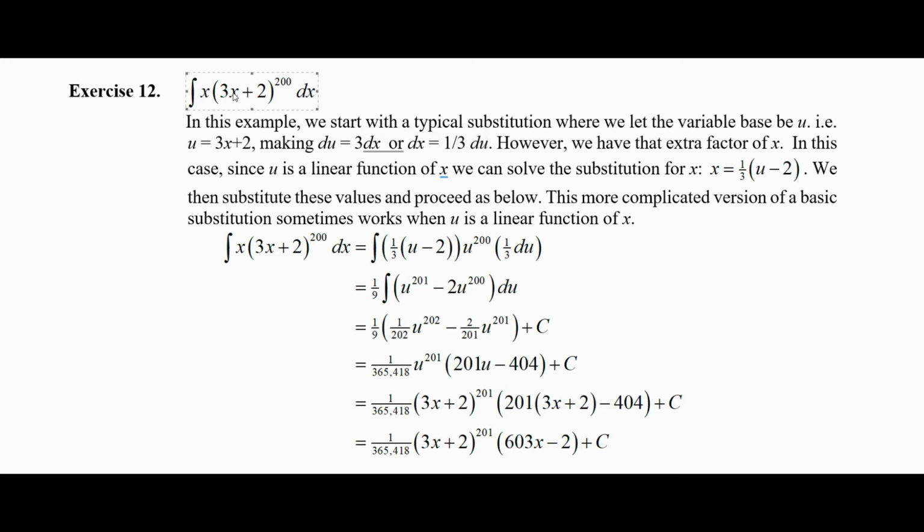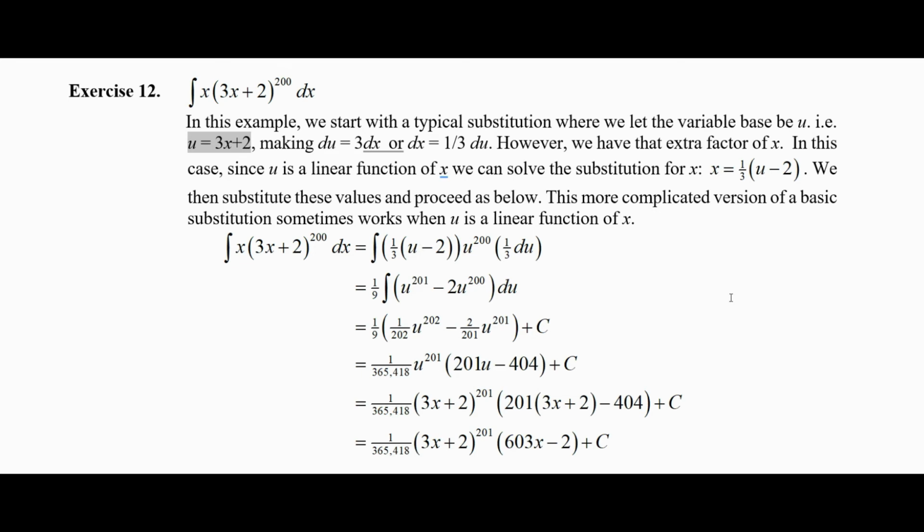That's no problem. This is u to the 200th, no problem. But the problem is we still got this extra x there. Well, since this formula right here for u is a linear formula, it's easy to solve for x. So if you get a formula that's real easy to solve for x right there, then this technique I'm using here might work for you. So solve this for x. So subtract 2 and then multiply by 1/3. x is 1/3 parentheses u minus 2. I take that and replace it by the x, this first x here.